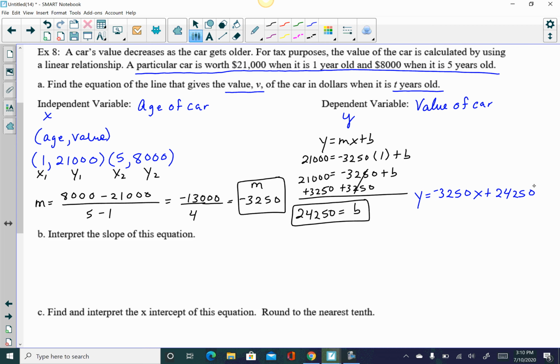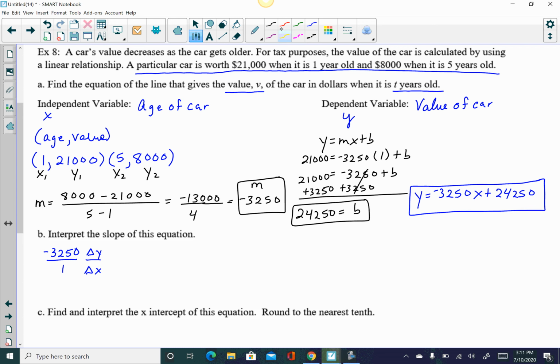Part B wants us to interpret the slope. Let me box that in. That is our final answer. That is our equation now that we'll be using to answer the rest of these problems. Slope, remember, is the number in front of x. So here you have negative 3250 over 1. Remember, slope is the change in y over the change in x.